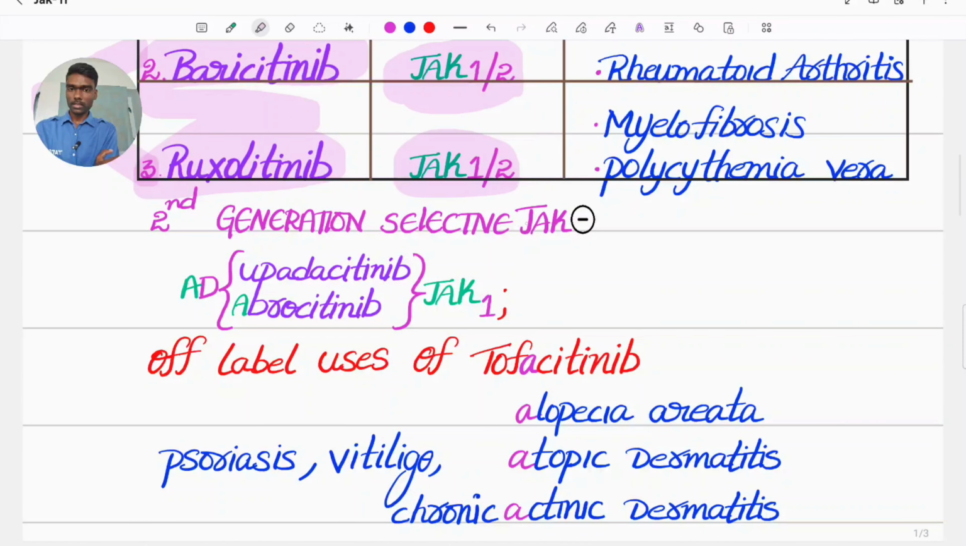Coming to second generation, these are selective. Here you can see selectively inhibiting JAK1. Examples: Upadacitinib, Abrocitinib. Both are FDA approved for atopic dermatitis.